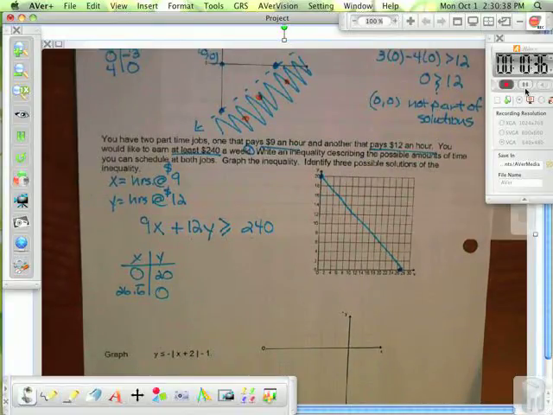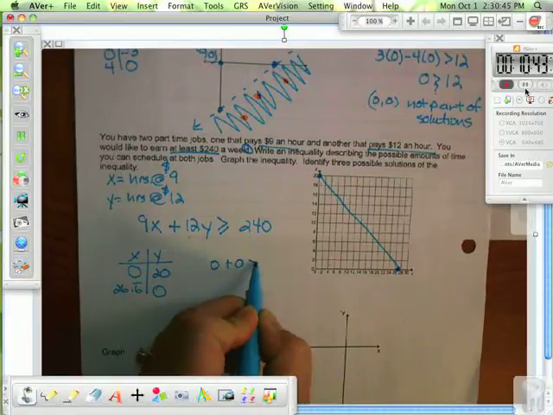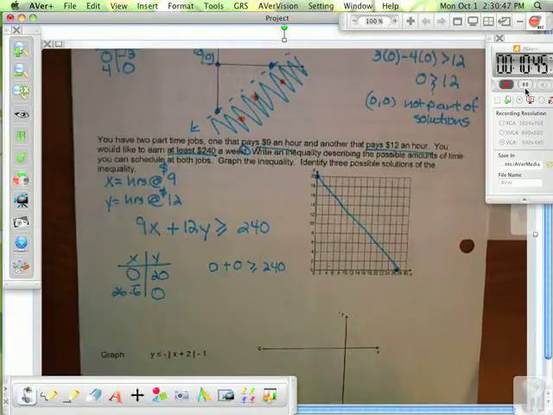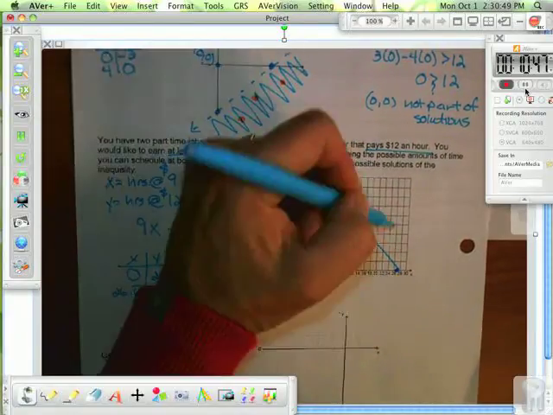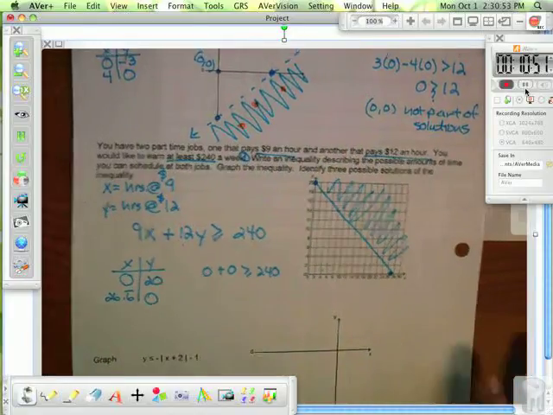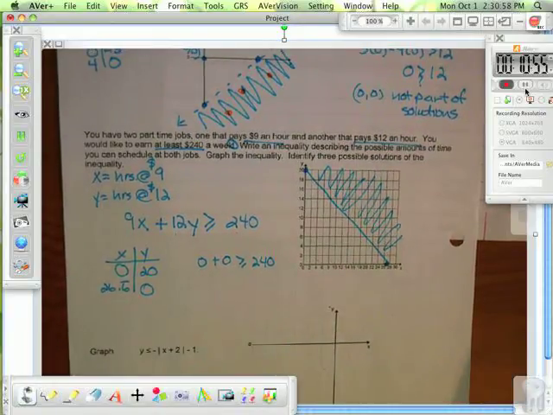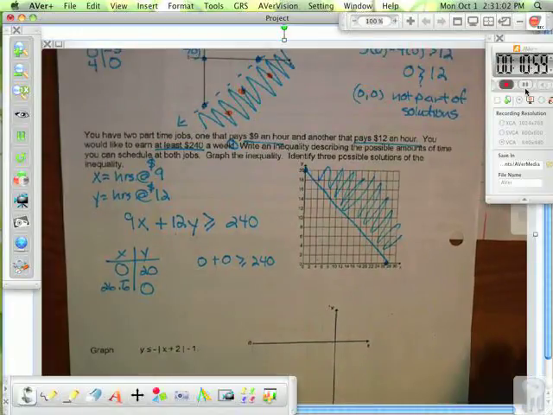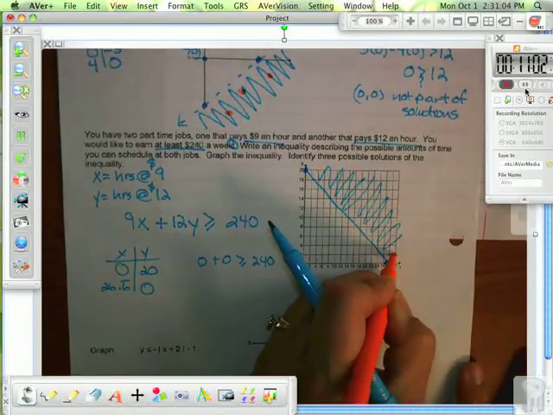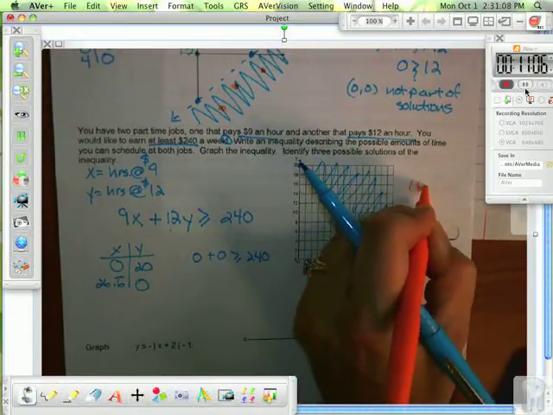All right, now let's try 0, 0 to see if it makes it true. 0 plus 0, is that greater than or equal to 240? I don't think so. So we got to shade this side. How's that? All right. Now it says identify 3 possible solutions of the inequality. Well, you've got this beautiful graph. So I could do this point right here. 32 is one possible combination.